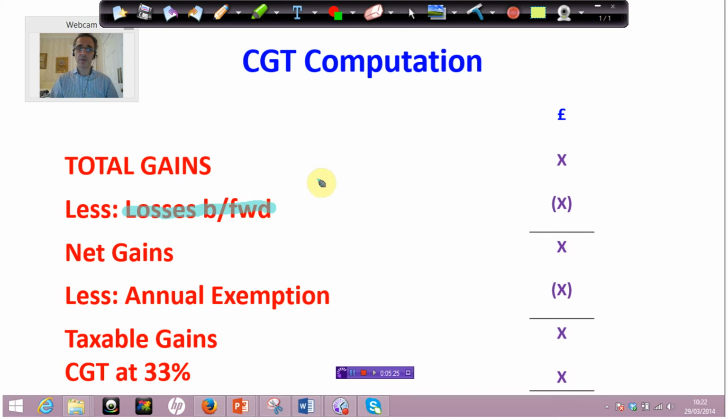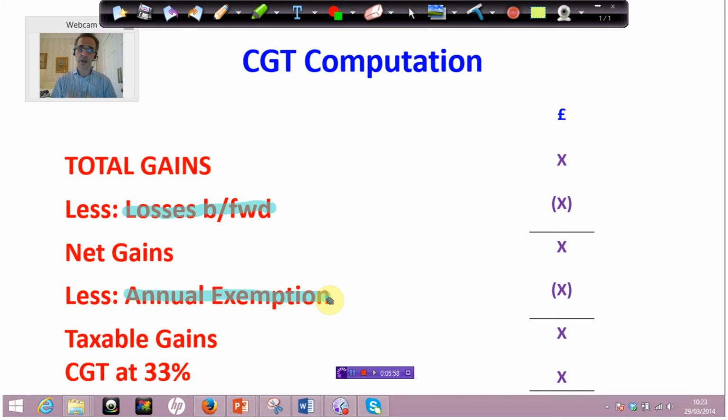Now, once we carry forward the balance, we need to offset that balance or those losses brought forward against our total gains in this current year. And once we do that, we get to our net gains figure. Once we get there, we take off our annual exemption. Now that's just an absolute amount in 2013 for our syllabus. It's 1270 euros. So really what we're doing there is we're saying, well, from our net gains, we're simply going to take off an absolute value of 1270 to give us our taxable gains.